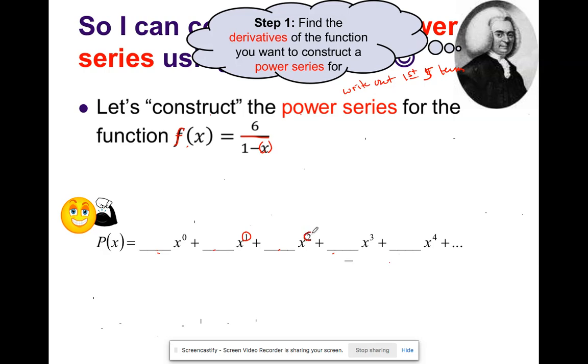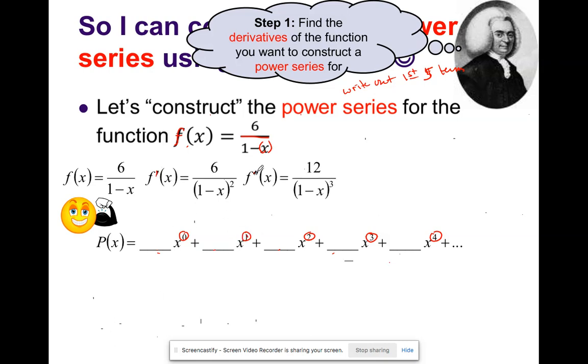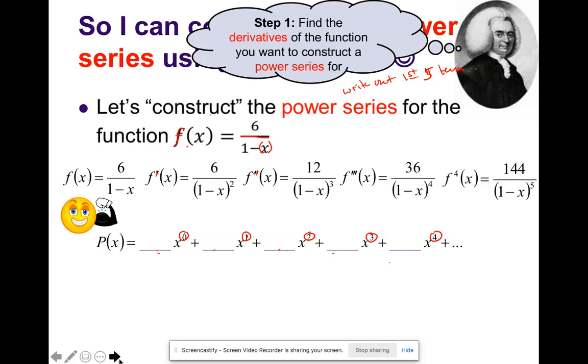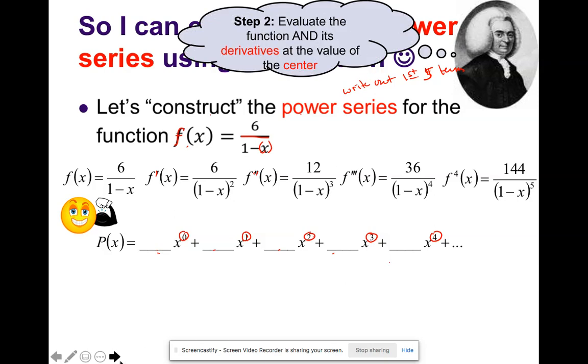First derivative, second derivative, third derivative, fourth derivative, because this is the original. So there's the original f of x. First derivative, second derivative, third and fourth. Okay, now I do need to find these derivatives fairly quickly, remember? That's step 1.